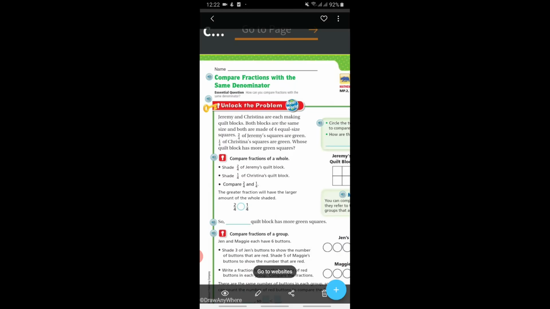I want to tell you about the same denominator. Same denominator means, for example, we have 3 divided by 4 and I have to compare it with another fraction, that is 2 divided by 4. As in the name of this lesson, compare fractions with the same denominator, it means we have to compare.